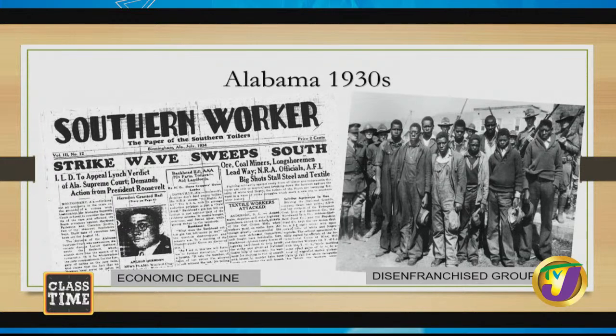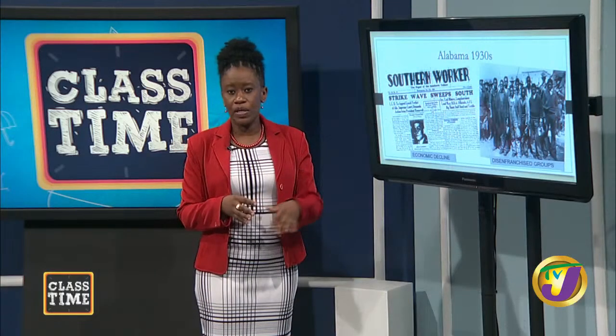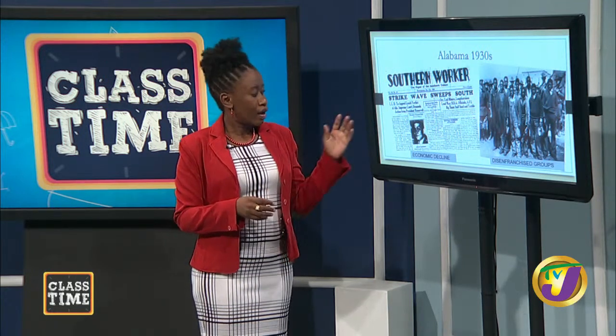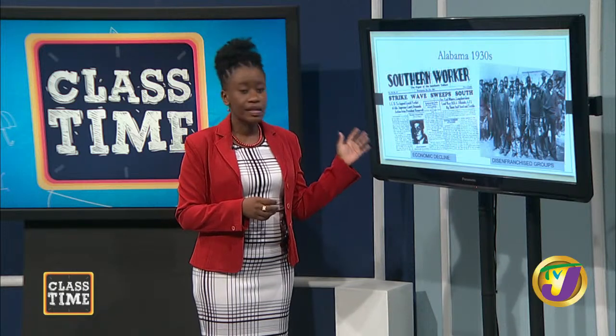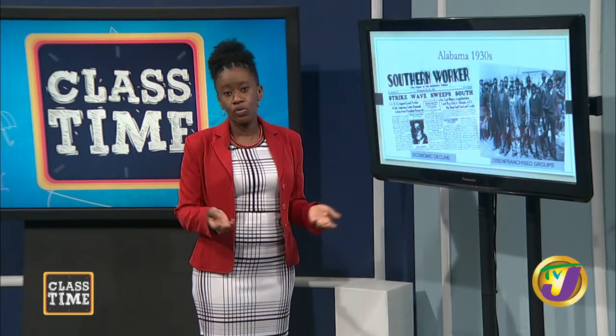The 1930s Alabama was characterized by what was termed the Great Depression. And the Great Depression was an economic decline because of the crash of the stock market during that time. Because the stock market crashed, we realized that there were several spin-offs from that. One of the main spin-offs was a decline in the economy. Yes, people had no money.